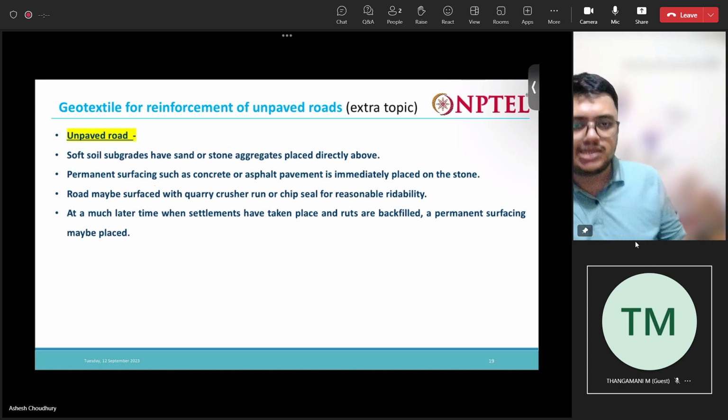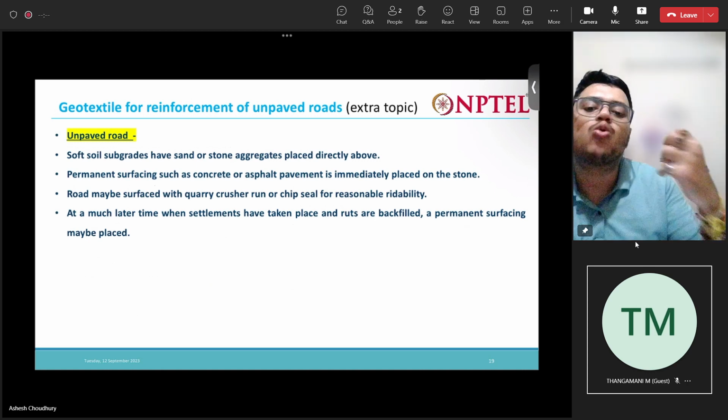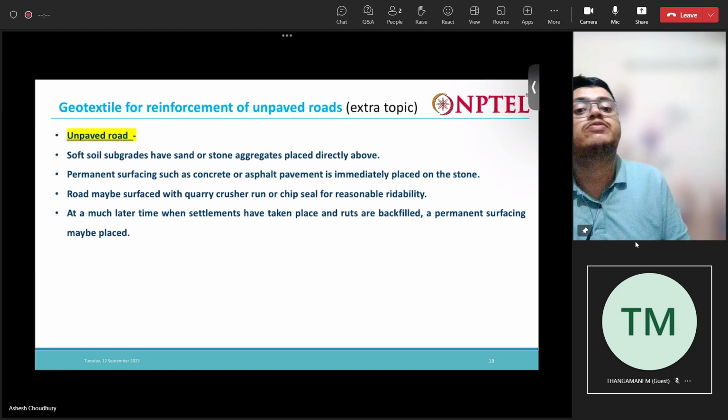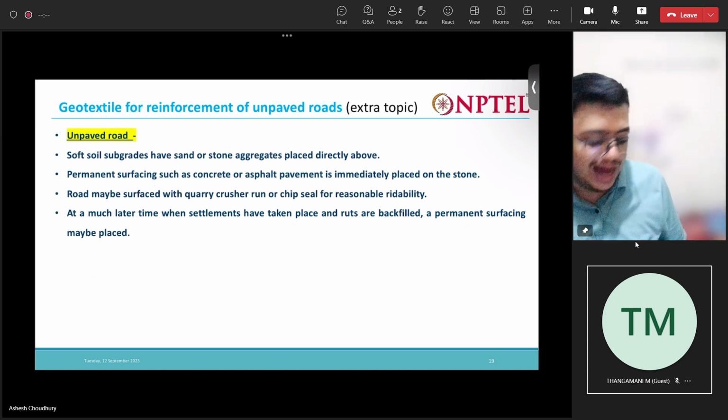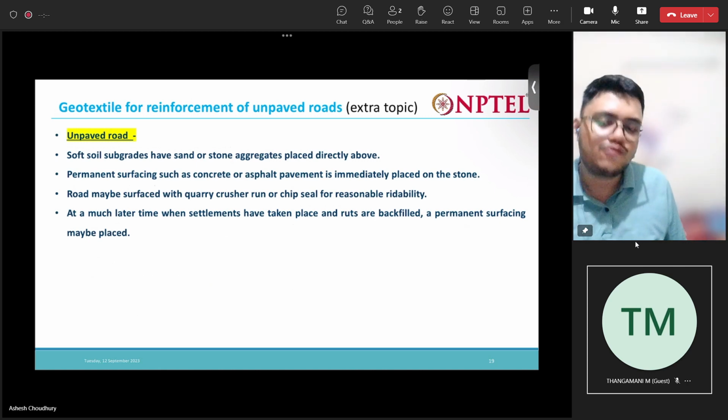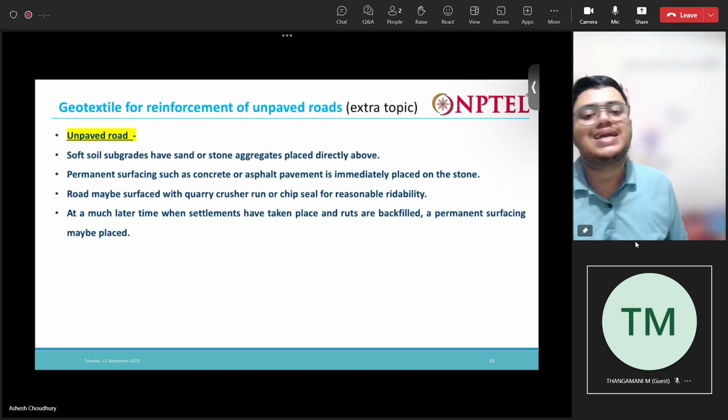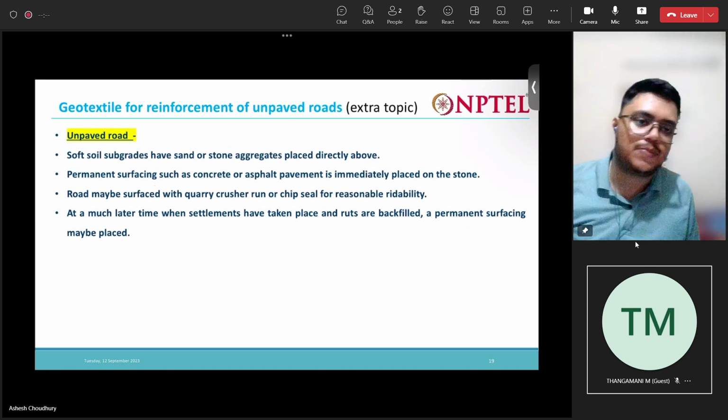You can just go through it lightly, just so that you know that this kind of thing also exists. Just for your knowledge. Unpaved road. Geotextile for reinforcement of unpaved road. So what are unpaved roads? When I say unpaved roads, what are unpaved roads?